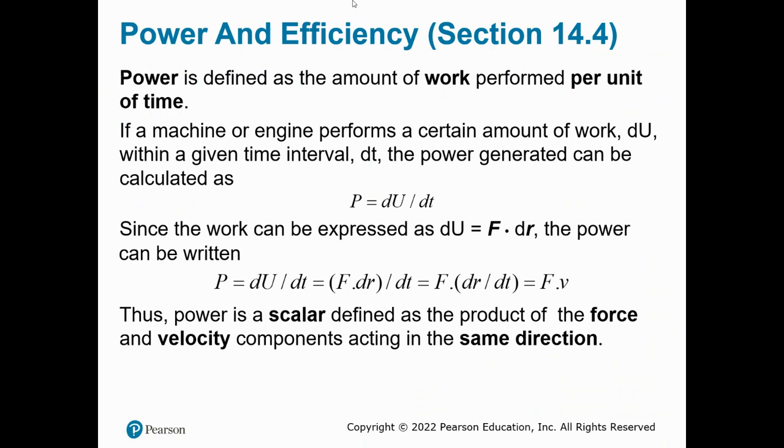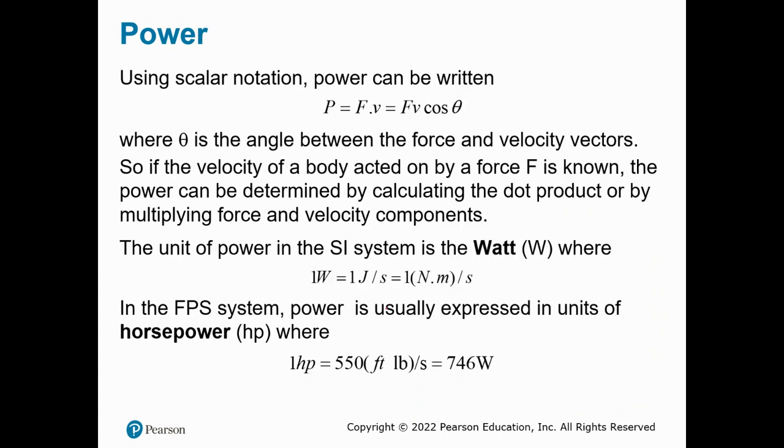Since work can be expressed as force times distance, dU equals F dr. The power equation can be rewritten as F dr over dt, and if I put dr and dt, dr over dt, together, that gives me the velocity. So another way of calculating the power is force times velocity. Power is a scalar defined as the product of force and velocity components acting in the same direction. Keep in mind that they need to be in the same direction.